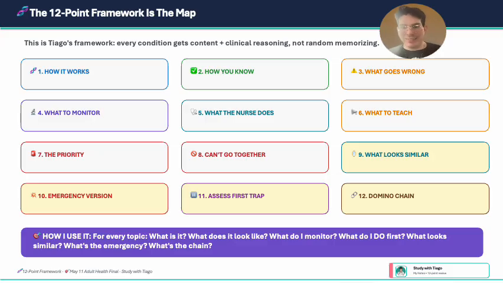All right. Let's lock this in. Okay, using my Tiago framework. Okay, so pancreas and gallbladder. Pancreas, what is it? Inflamed pancreas from early enzyme activation, right? What does it look like? Severe epigastric pain radiating to the back, right? Nausea, vomiting, and elevated lipase, right? What goes wrong? Fluid shift, shock, hypocalcemia, glucose problems, respiratory issues, infection, and organ dysfunction.